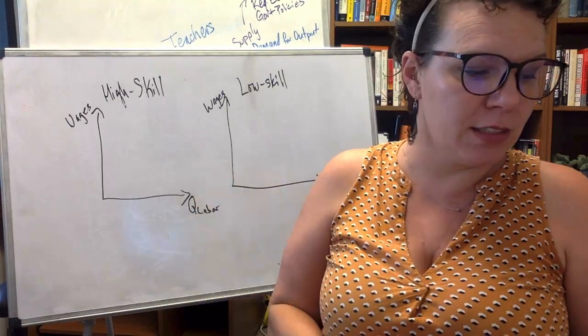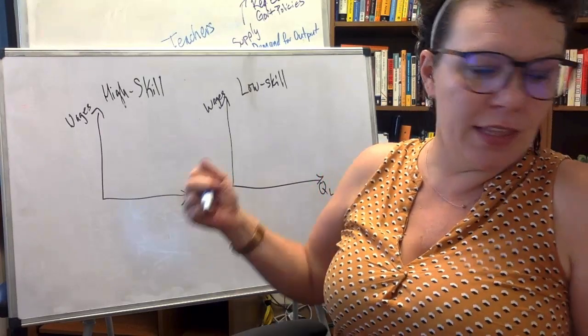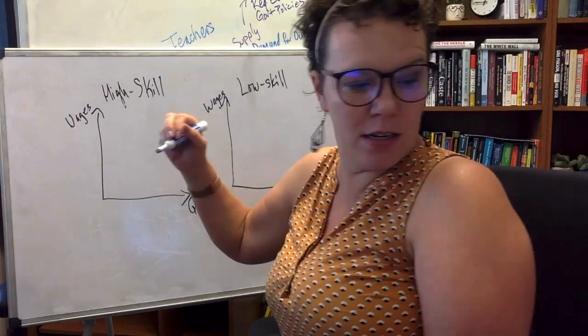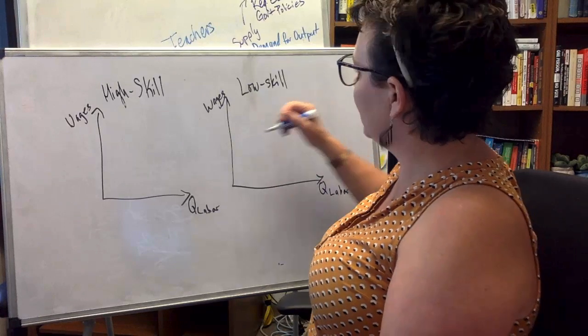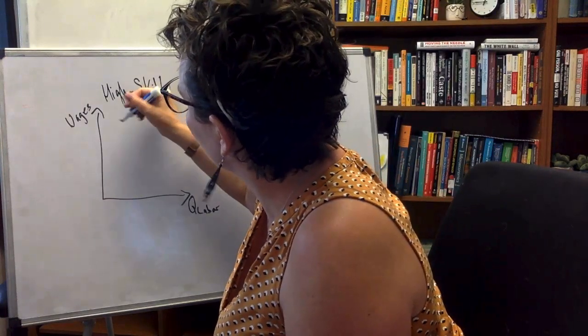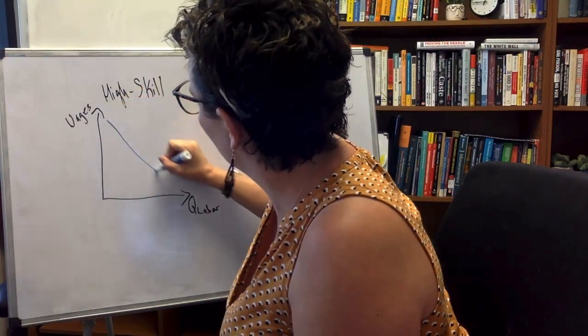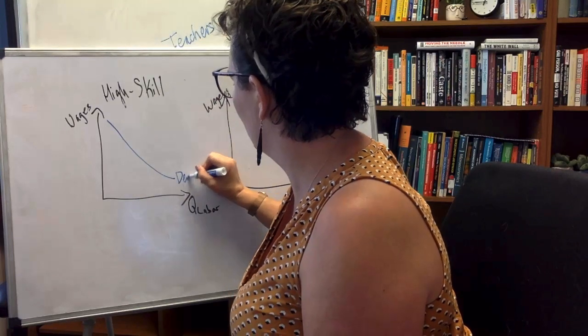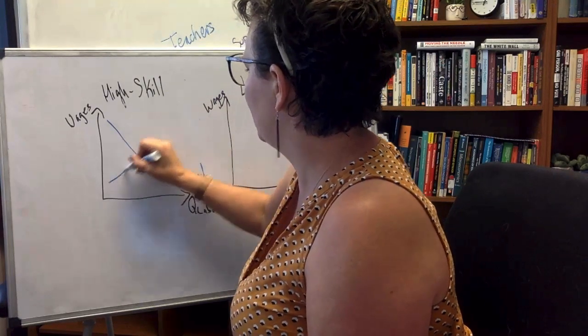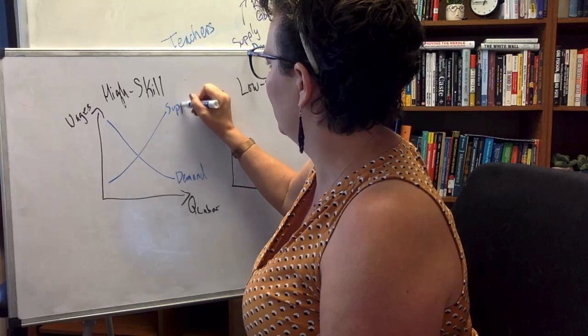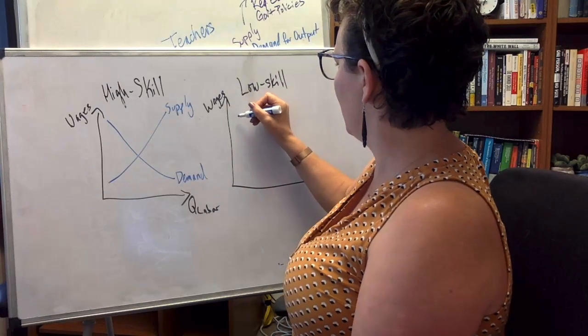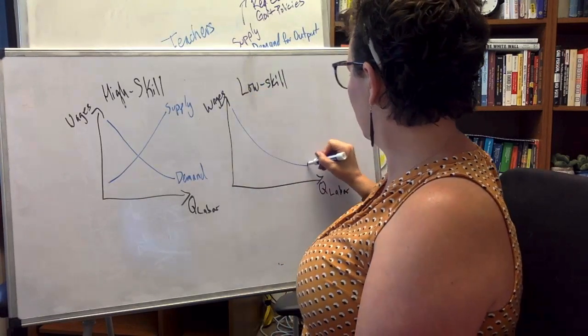Okay? And we're just going to assume that we've got some demand and some supply for workers in both of these situations. So we can assume that there's demand for high-skilled workers here, and a supply for those workers here, and the same for low-skilled workers.